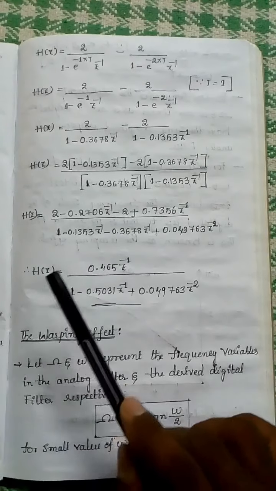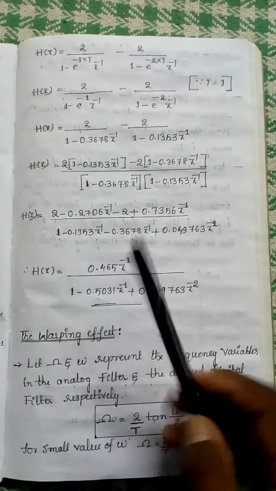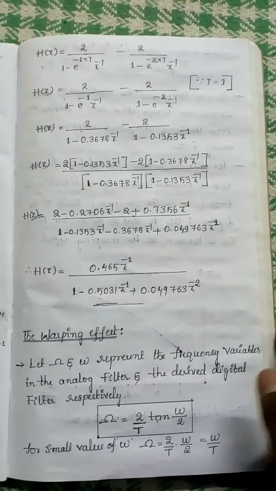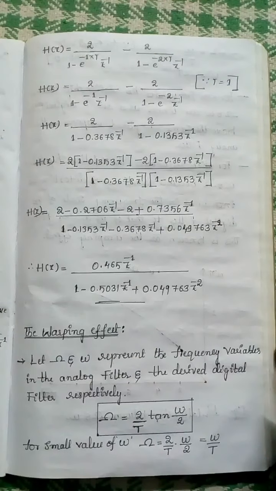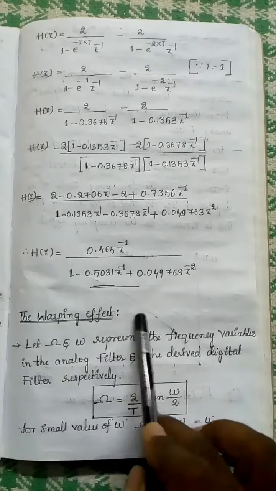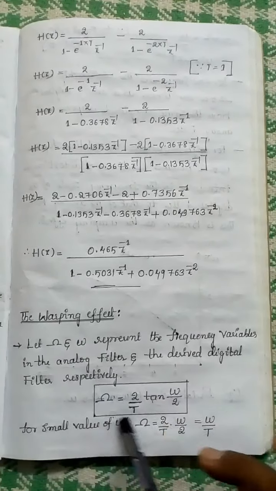Invariant method or impulse invariant transformation technique. Okay, this is one of the design of IIR filters from the analog filter. Okay, next before going to bilinear transformation, you know the warping effect. Here the warping effect, actually in this effect you simply remember this equation.